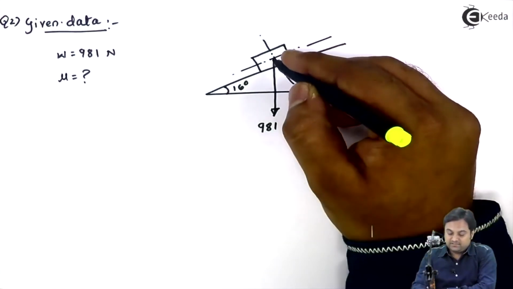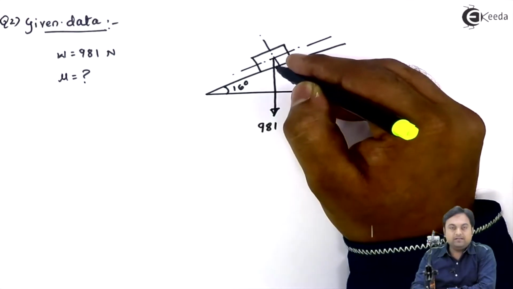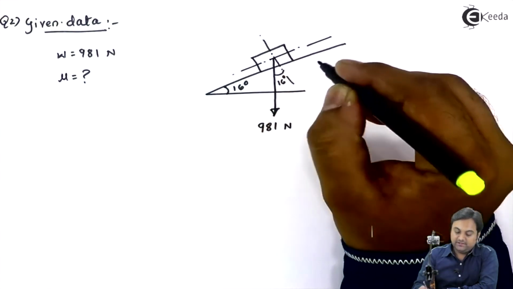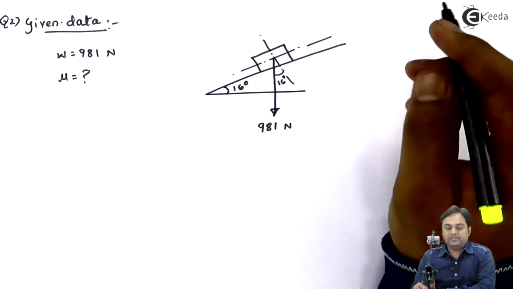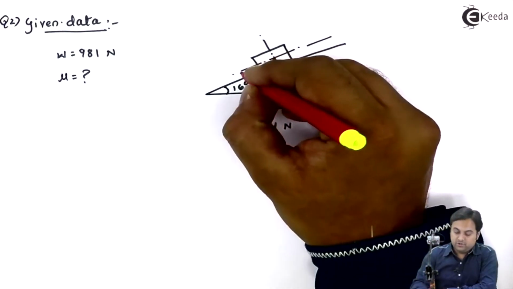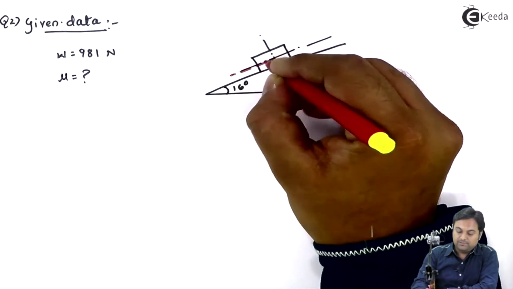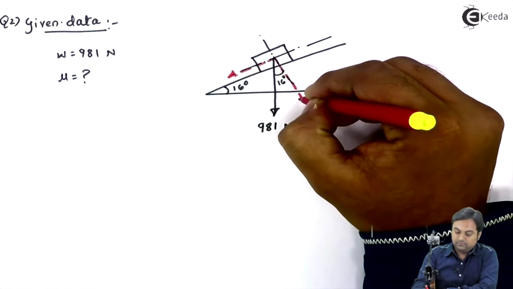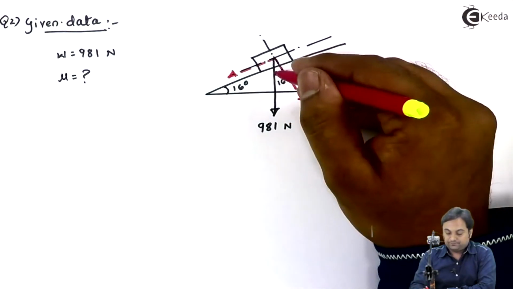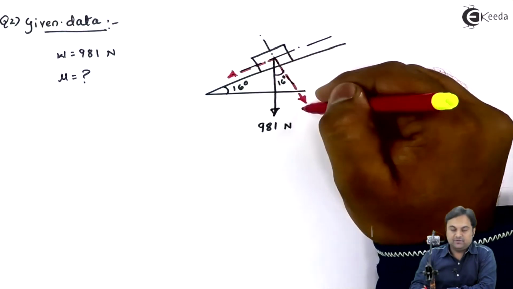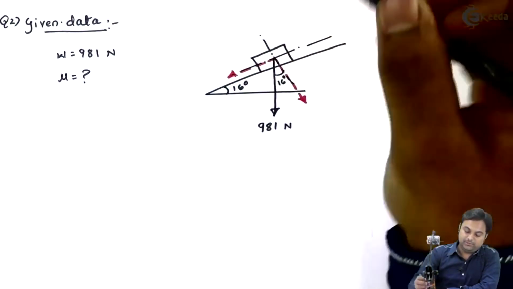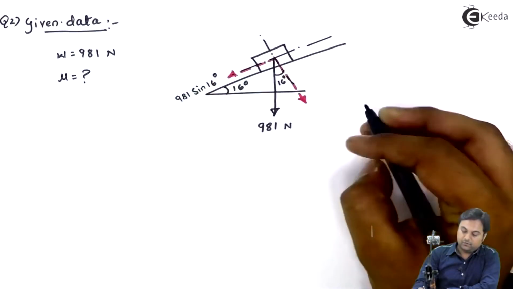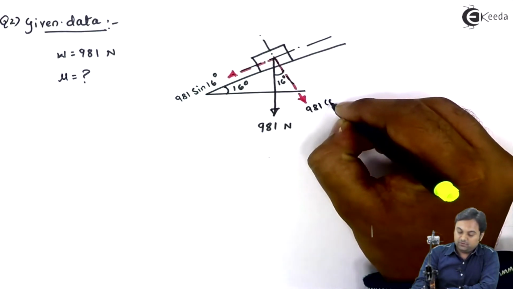Now, since the weight is acting in the downward direction on an inclined plane, this weight would be inclined to the vertical at 16 degree. It means since it is kept on an inclined plane, there will be two components of weight. One will be along the plane and the other one will be perpendicular to the plane. So since the weight is inclined at 16 degree with vertical, its component along the plane will be 981 sine 16 degree. Perpendicular component will be 981 cos 16 degree.